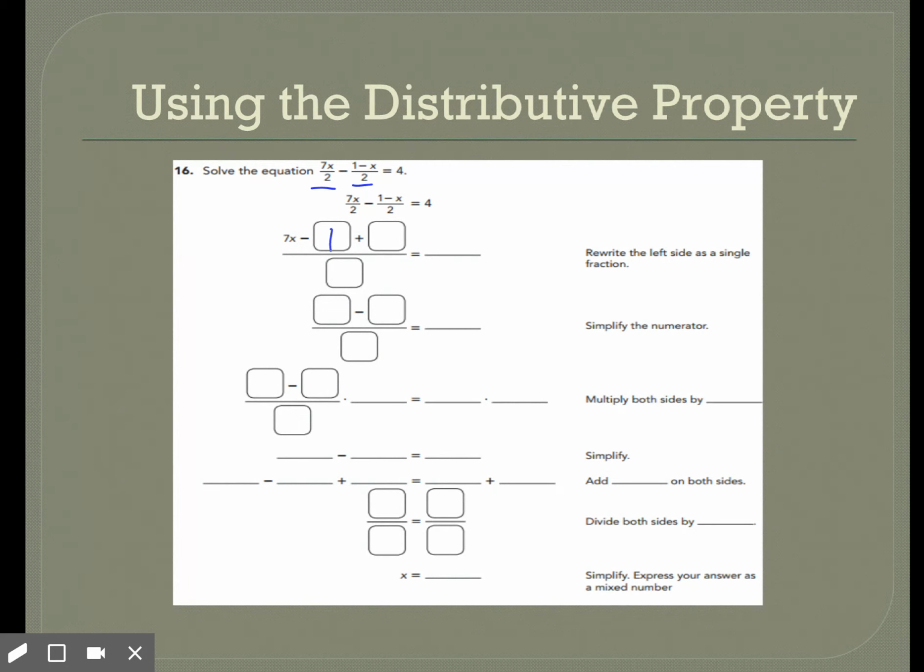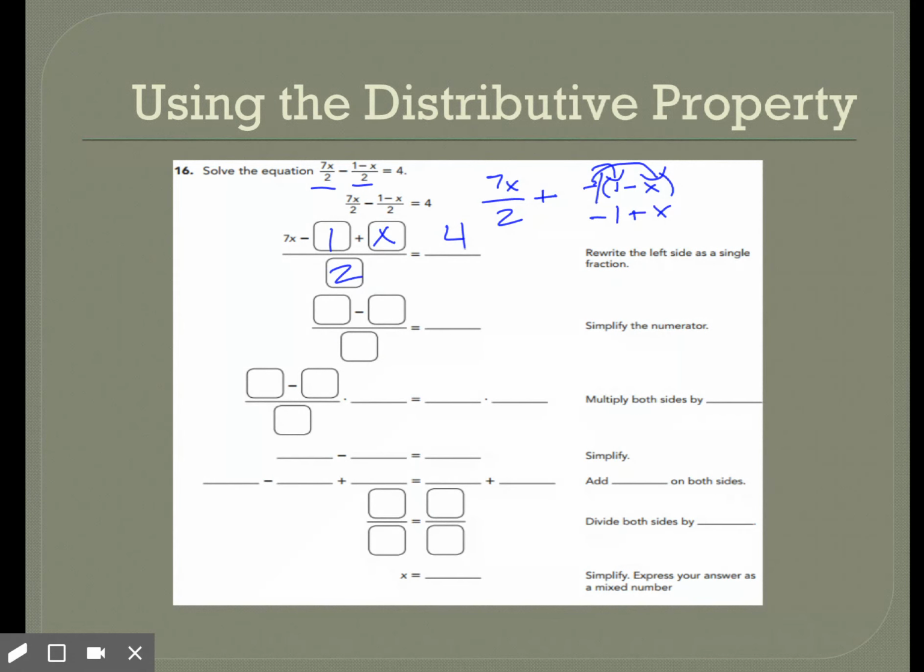minus x, which actually they're doing plus x because what they did here, they had 7x over 2 and they did plus a negative 1 times 1 minus x. So they distributed that negative 1, which is where we get minus 1, and then negative 1 times a negative x would be a positive x. And then that's all still over 2 equals 4.